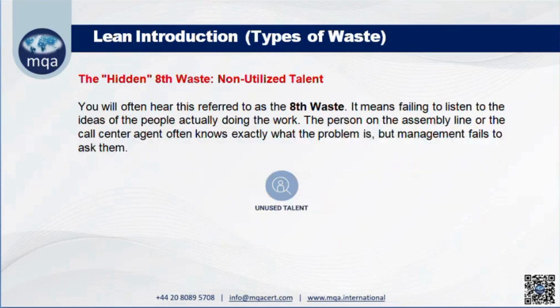And then the last extra one is the eighth one, non-utilized talent. You hire a person who is capable of much more, but you use them for an underperforming task, for which a less competent person who could be paid less could be hired. You are hiring an overtalented person and then underusing him. That is underutilization.